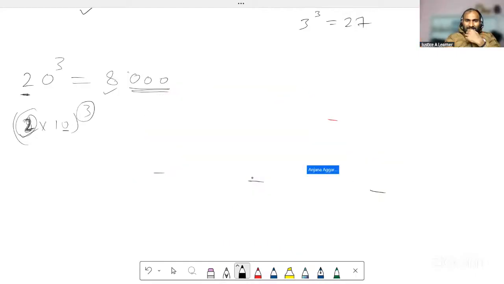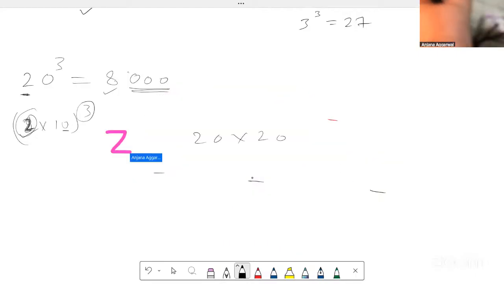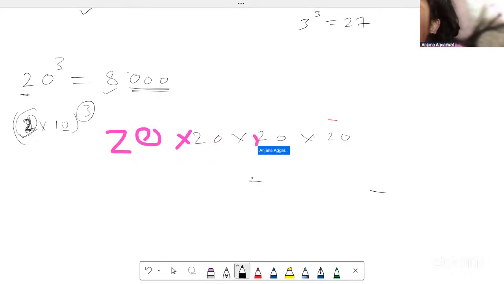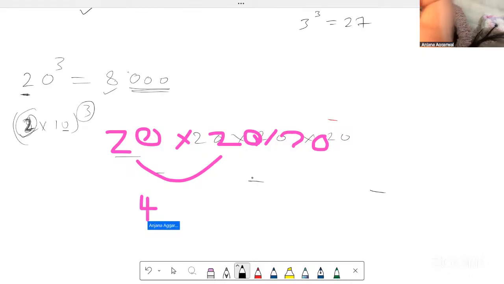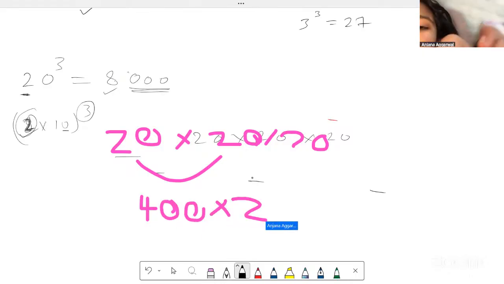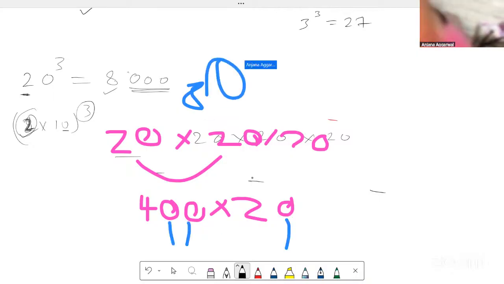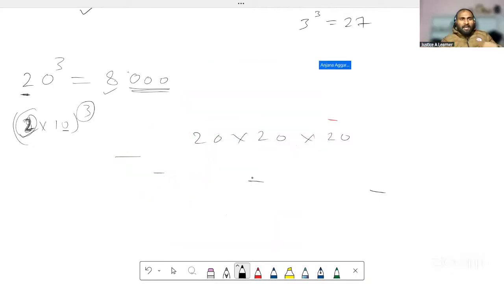Wait, what are you doing? So 20 times 20 is 400. Times 20 gets you 4 times 2 is 8, and then 1, 2, 3 zeros. Okay, never mind. And remember, whenever you have this power and there is a zero, this zero will be repeated according to the power.